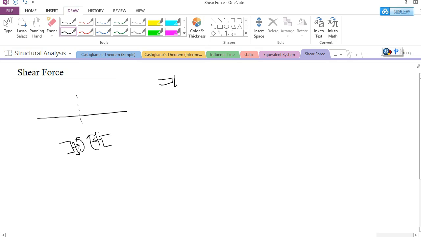Let me remind you, if the shear force is like this, upwards at the right face, we call this positive shear force. And if it is downward at the right face, we call this negative shear force.